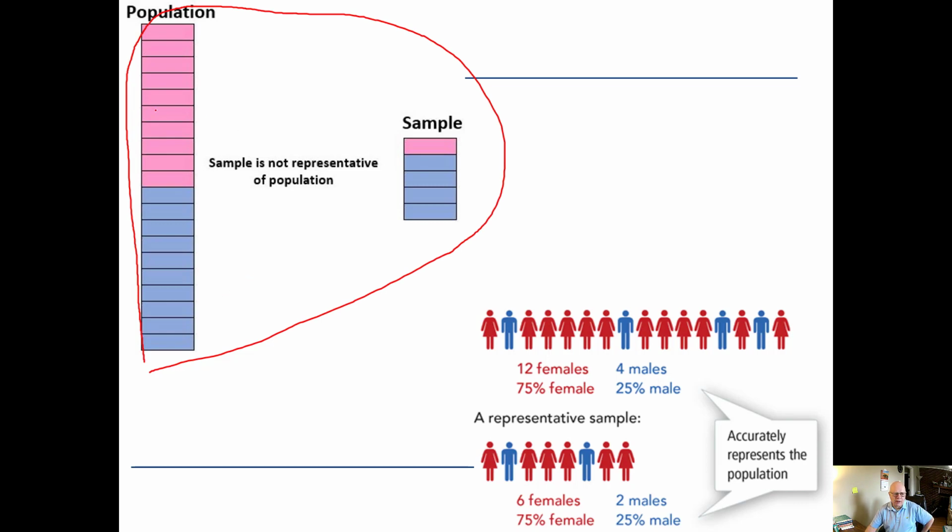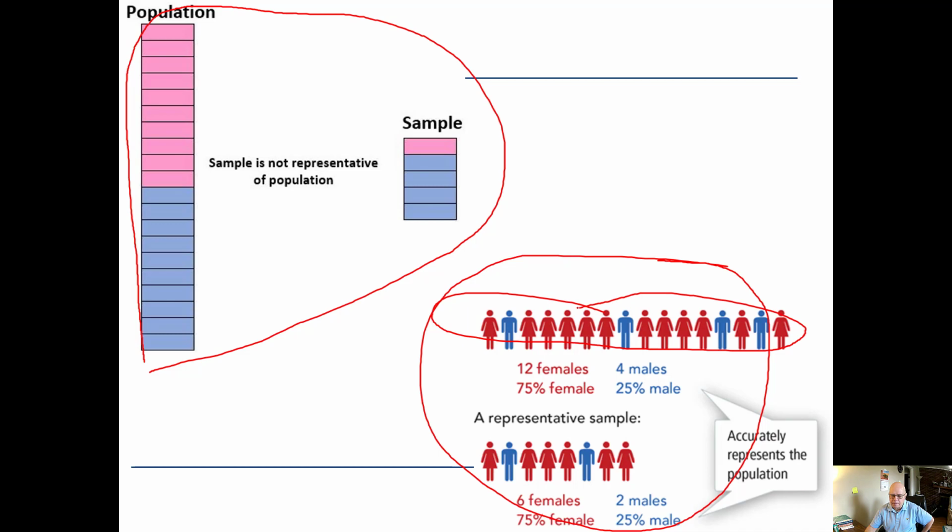Notice that on the left-hand side, this population is about 50-50 pink to blue. The sample isn't 50-50, so it's not representative. On the bottom right part, notice that the population here is very similar to the sample here. Most of those are reds, female, with a few males. And down here in the sample, you have mostly reds with a few male.